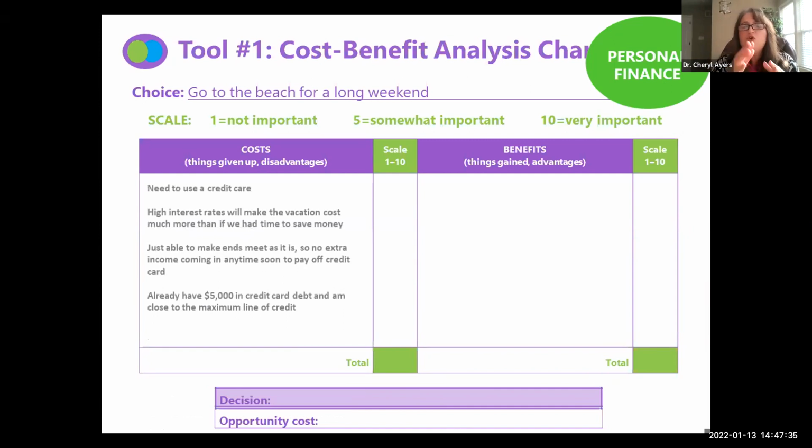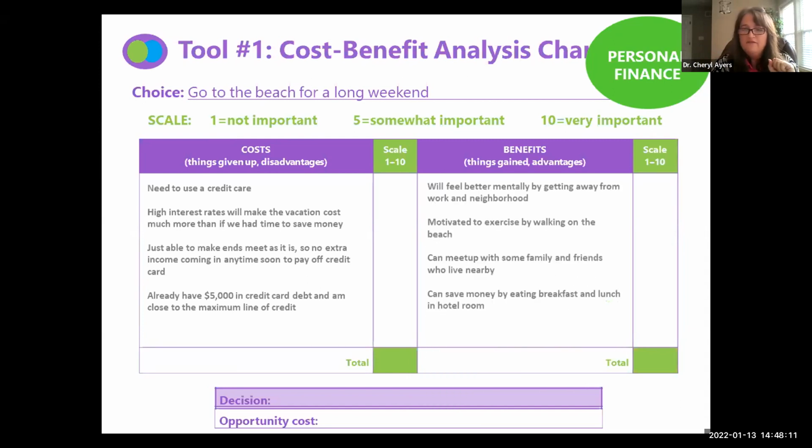Okay, so you go through and you put down the cost of going to the beach for a long weekend. Some of the disadvantages: I'm going to have to use a credit card again. The high interest rate on my card, 24%, is going to make it more expensive than if I took the time to save some money. I'm just able to make ends meet as it is, so I'm not expecting any extra income, so paying it off quickly is probably not going to happen. And I'm almost at my $5,000 credit card max, so that's not good.